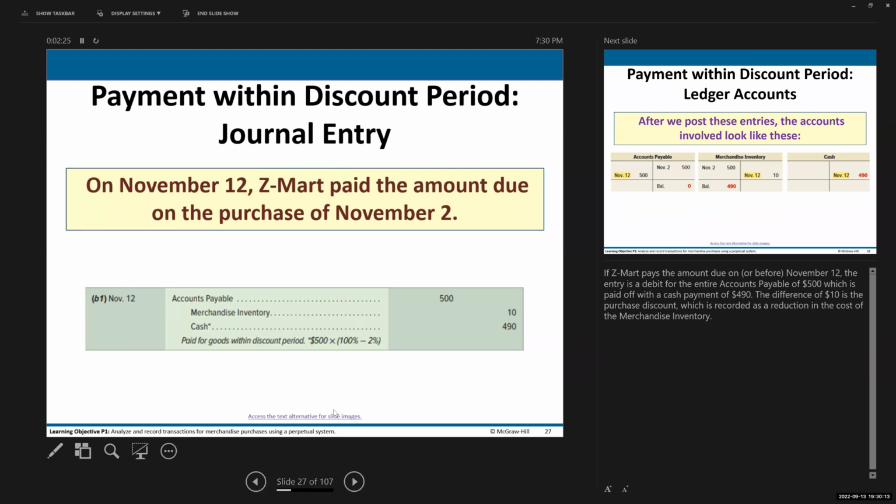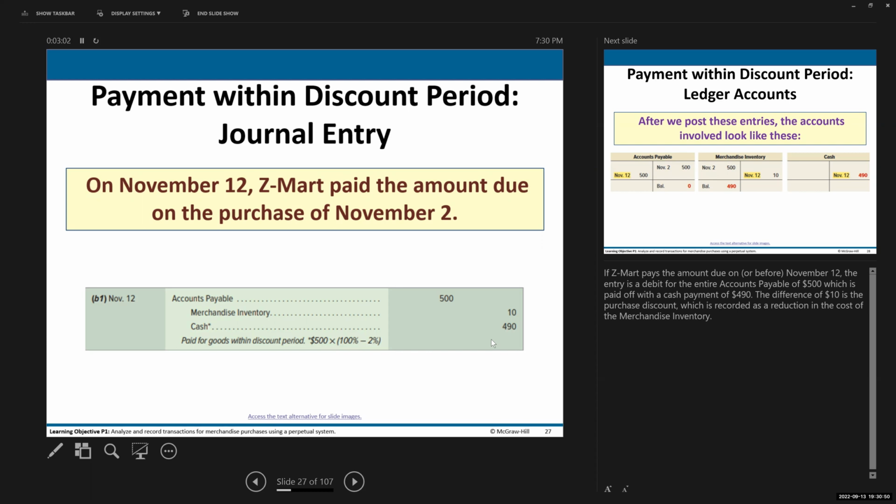What we do is we are going to be forgiven for the full $500. But because we paid within the discount period, we don't have to pay the full amount. We can take 2% off. Now, the way they did it, they used a complement method here. They said that if we get 2% off, then we only have to pay 98% of it, right? 100% minus 2% is 98%. So 500 times 98% is 490.